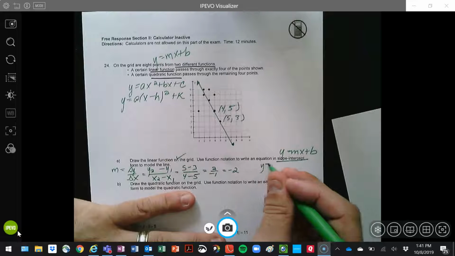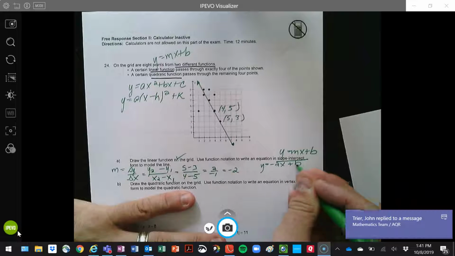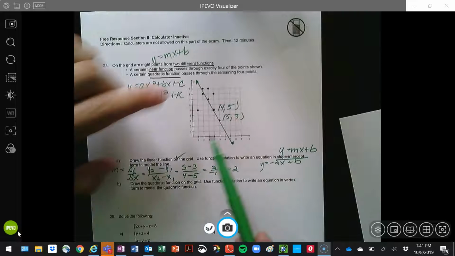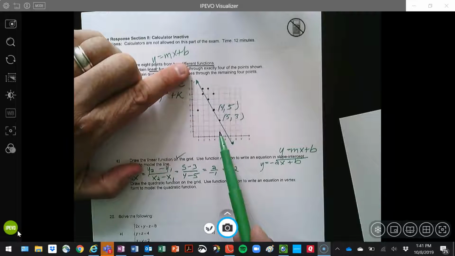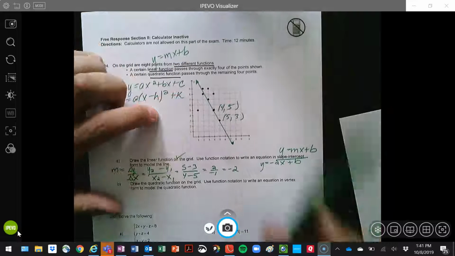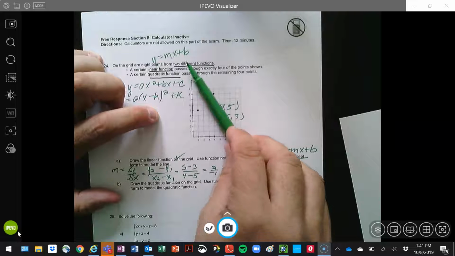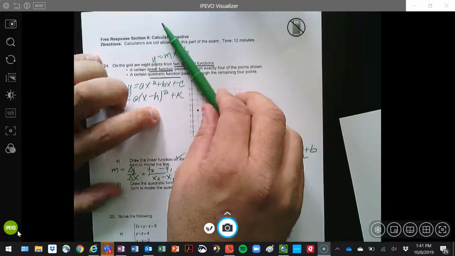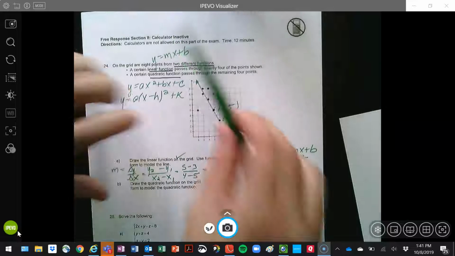What I know is that now in my equation, I can write this as y equals negative 2x plus b. In order to get the value for b, I either need to give you the y-intercept, which I didn't do, or you want to try extending the line and figuring out where I'm going to cross the y-axis. I don't recommend that you do that because you're going to have some guessing.